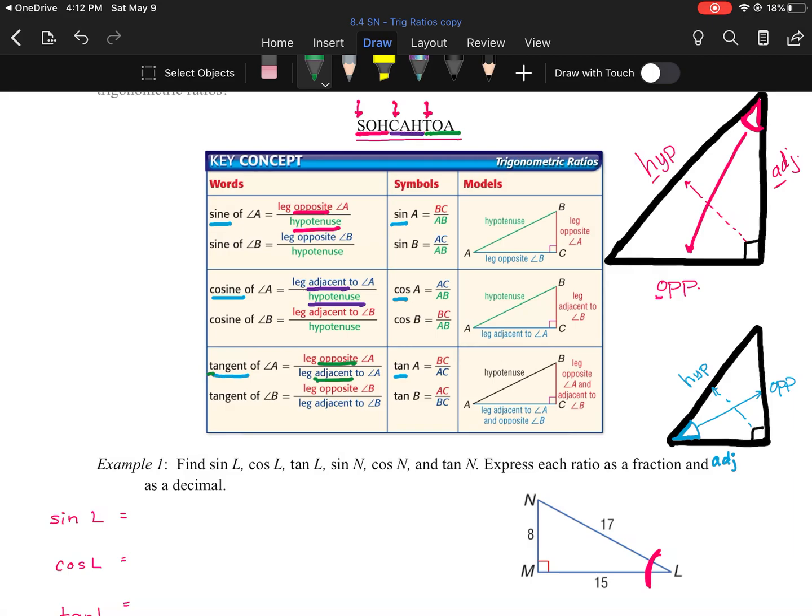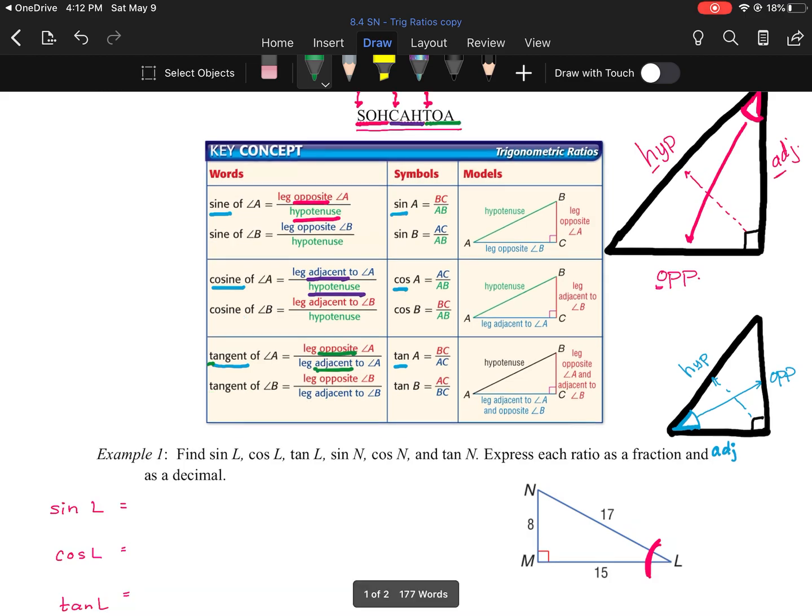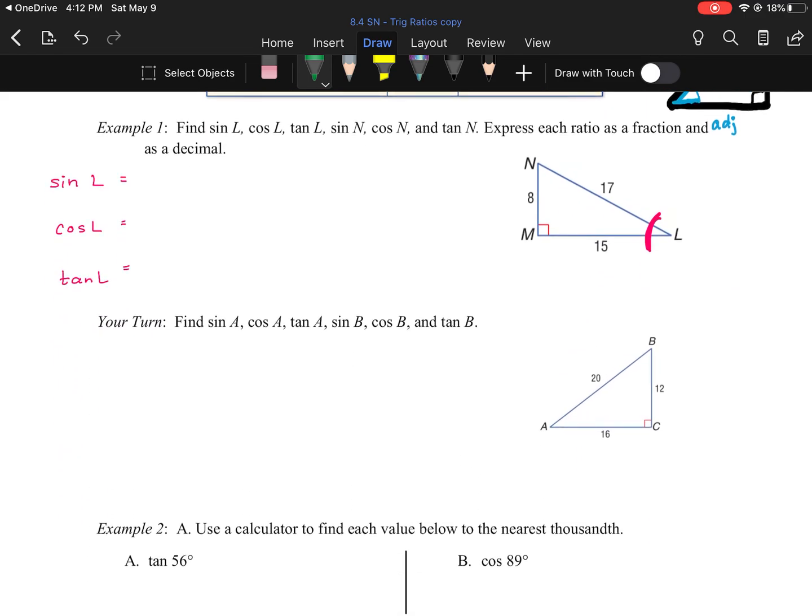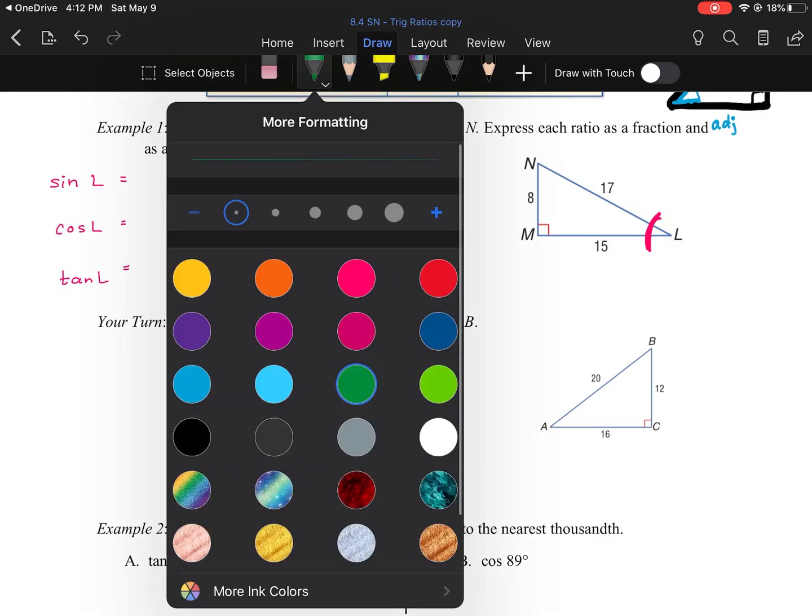SOHCAHTOA, okay? There are videos you can look up of how this name came about, but it's all just little stories to entertain you. But some of them are pretty entertaining.